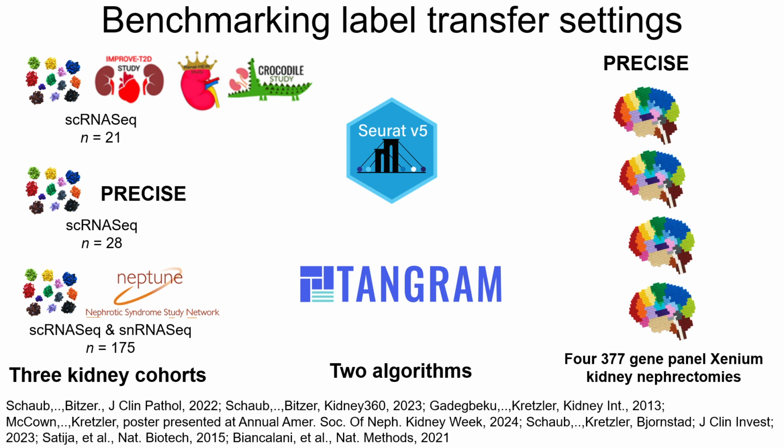We have 3 kidney cohorts. We have the Improve Type 2D, the Renal HEIR, and the CROCODILE, which is youth onset type 2 diabetics. Then we have PRECISE, which is kidney nephrectomies, and we also have Neptune, which are nephrotic syndrome patients. We're taking those 3 kidney cohorts and applying the cell types from those cohorts to 4 Xenium kidney nephrectomy samples. We are doing that with 2 algorithms, Seurat and Tangram.